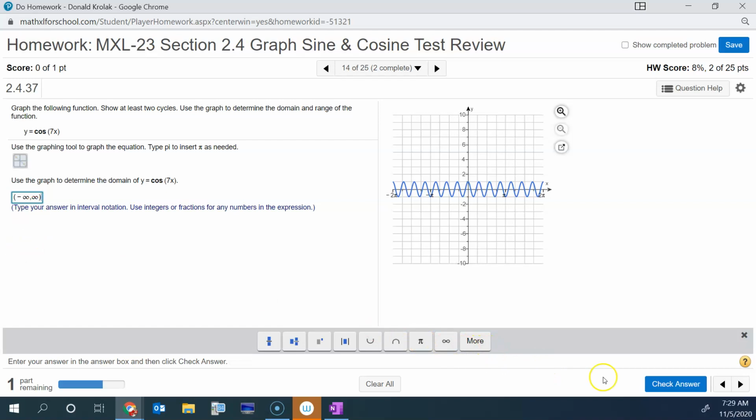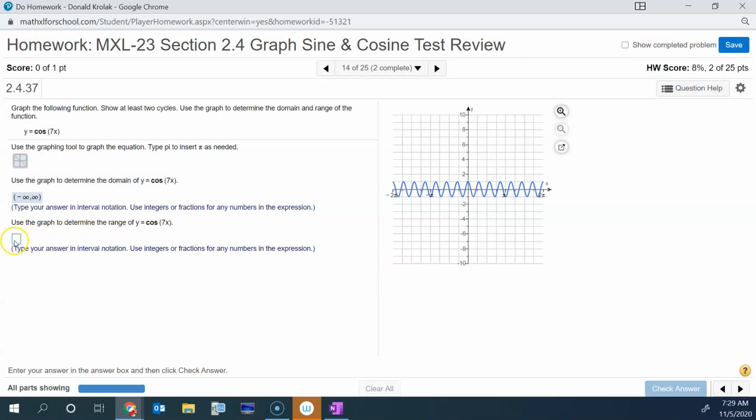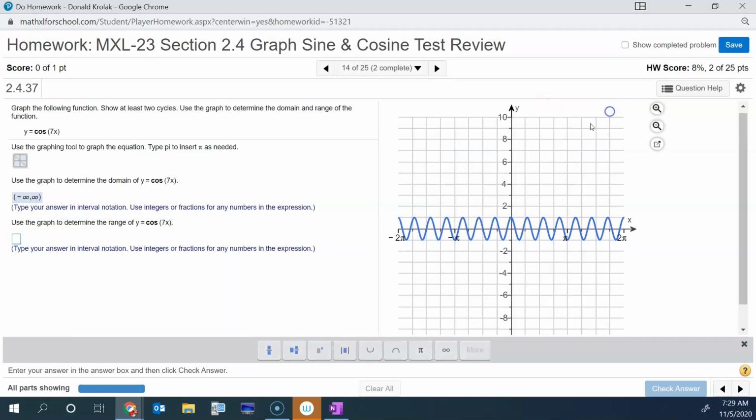Okay, Emily, how about the range? Yep, -1 to 1. Bracket, -1, comma 1. Close the bracket.